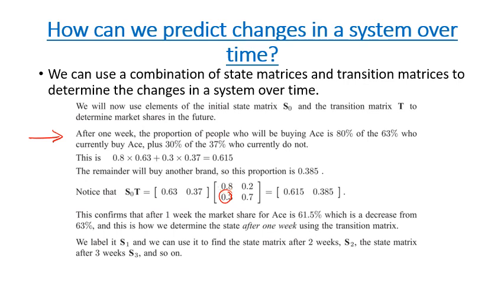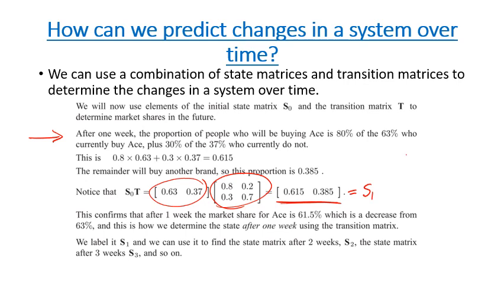Okay, now basically what that means in simple terms is we're going to multiply our transition matrix, which is here, by our initial state matrix, which is there. And that's going to give us our new state matrix. So this becomes S1.